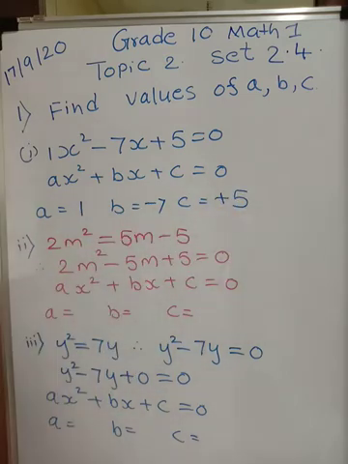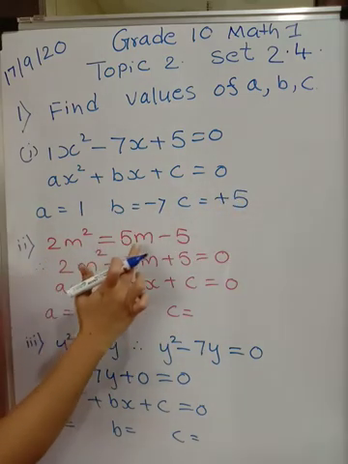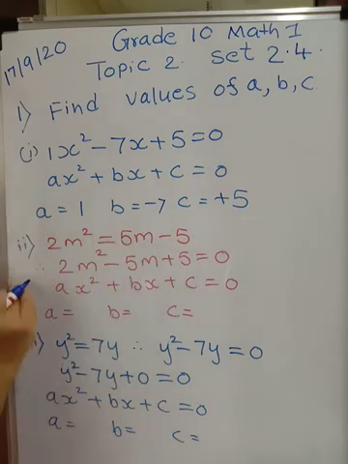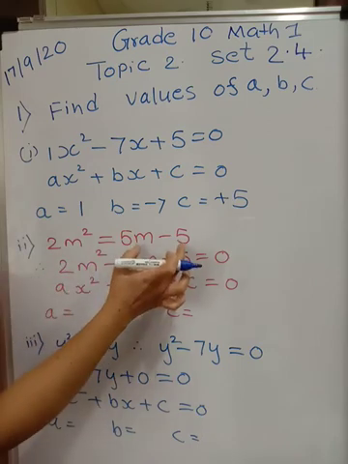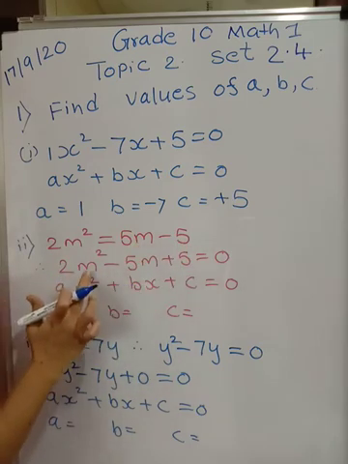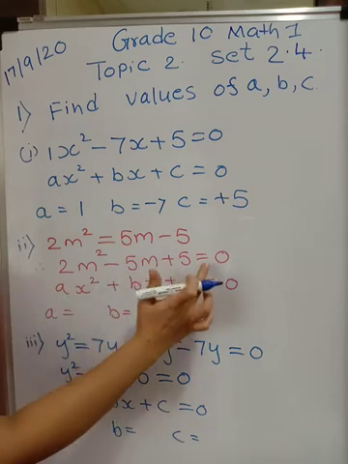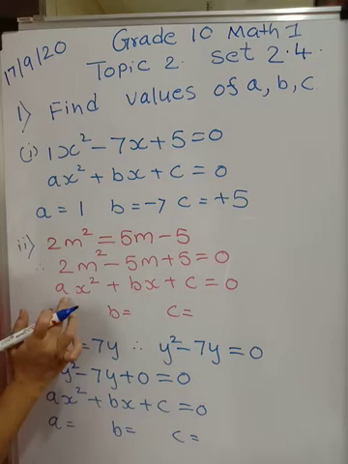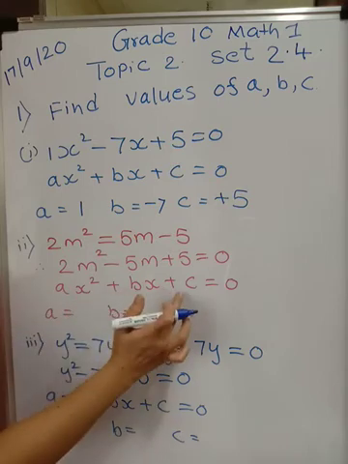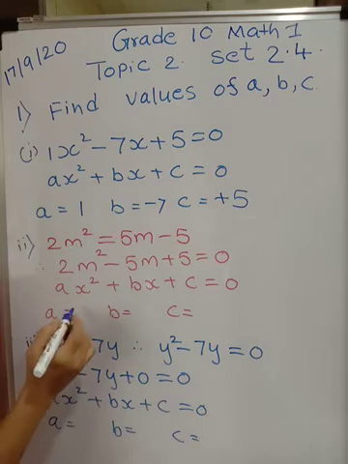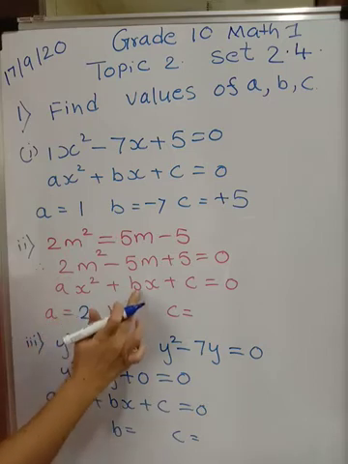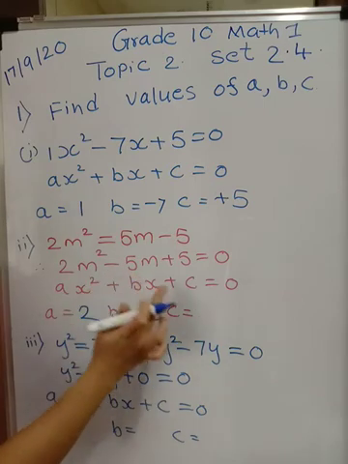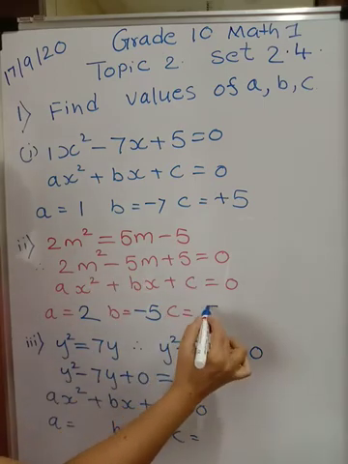Now the second: 2m square is equal to 5m minus 3. This is not in standard form, so first convert it into standard form. I am shifting these two terms to this side. What I get is 2m square minus 5m plus 3 is equal to 0. Now this can be compared with the standard quadratic equation in general form, ax square plus bx plus c. The value of a will be 2, b will be minus 5, you have to write this term along with the sign, and c will be plus 3.